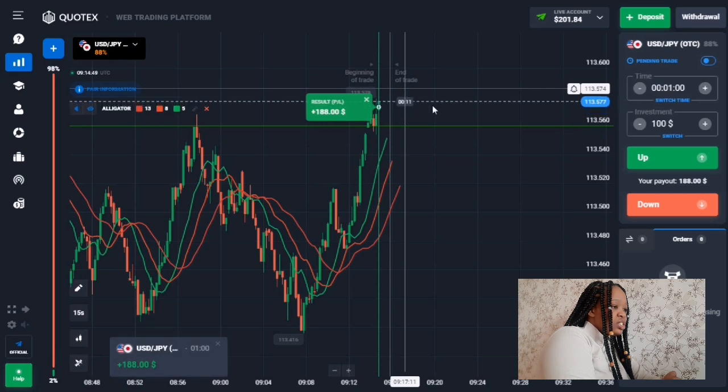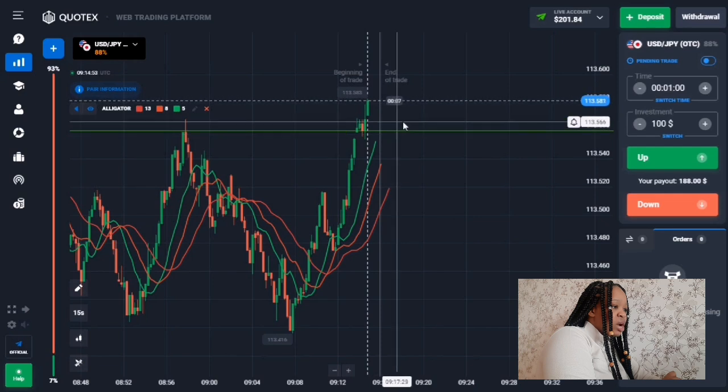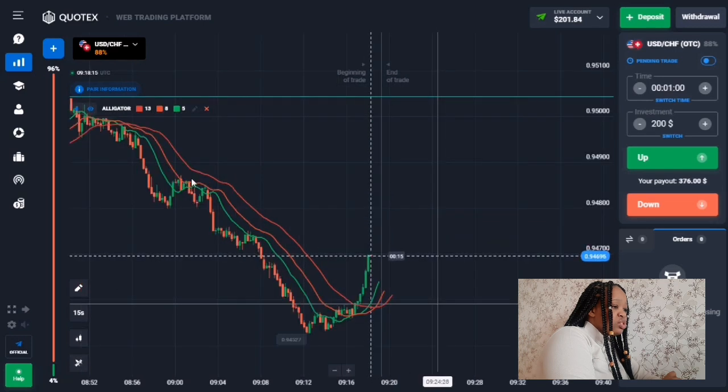Well, analyzing this situation, there was a false breakout of the level and the price bounced downwards and then resumed movement upwards. So I'm ready to continue and find another entry point.